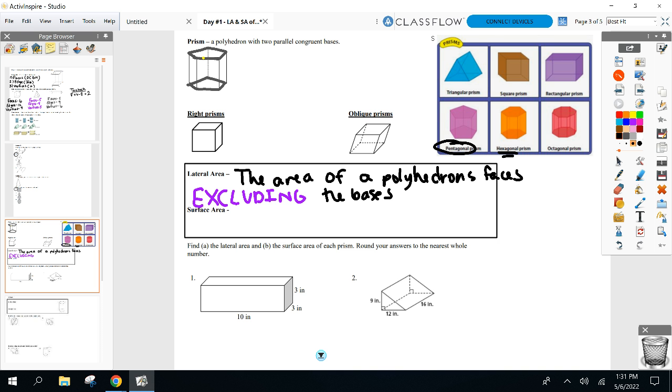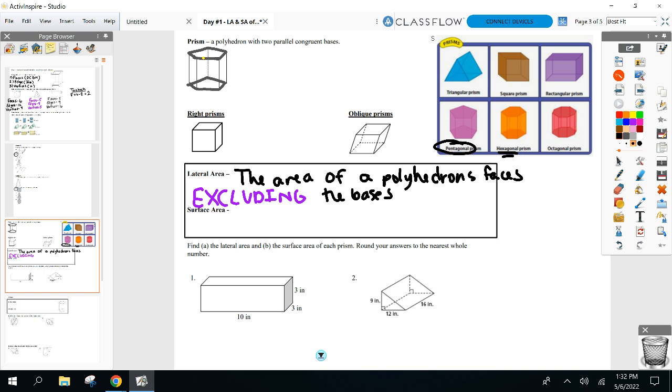Go back to my pentagonal prism up here. Ready? Take off the pentagons, top and bottom. What's left? What shapes are left up there? Find the area of all of them. That's the lateral area. Got me there? You take off the bases and find the area of what's left. That is lateral area. Make sense?